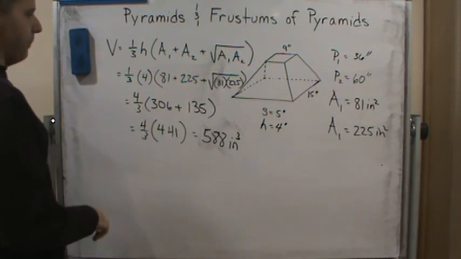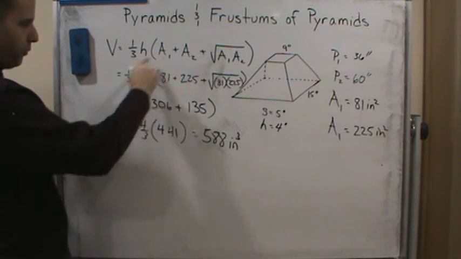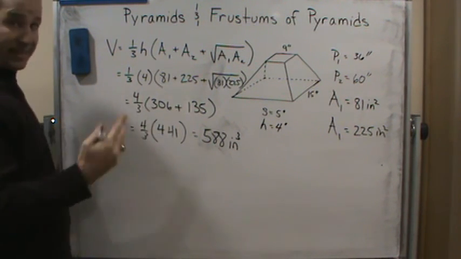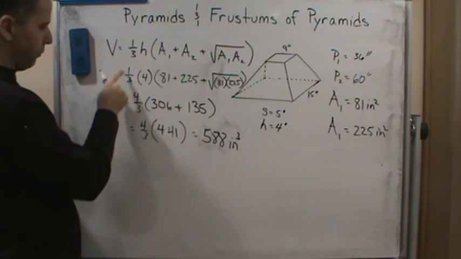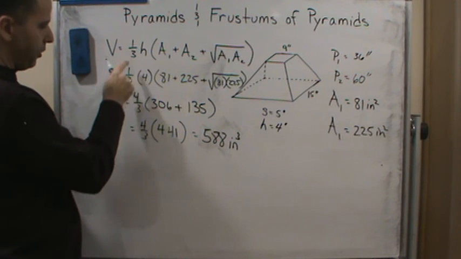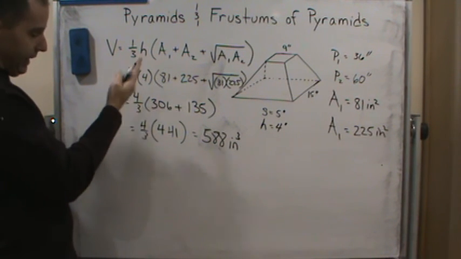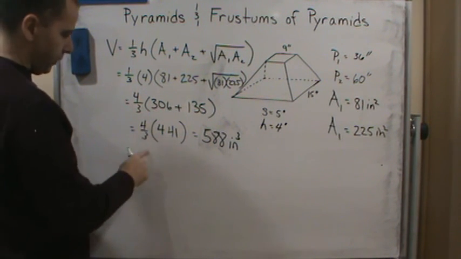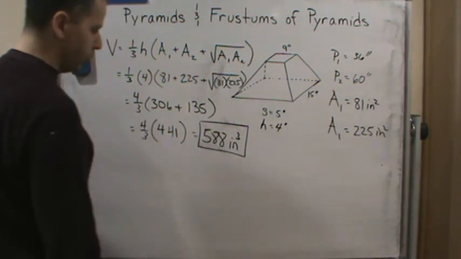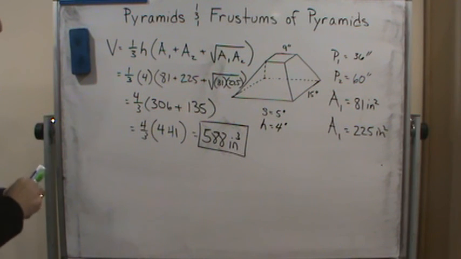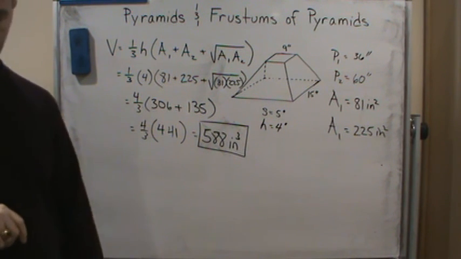So just keep track of your work when you're rewriting things. It is easy to do, especially when you're just writing things down. What I did here was I had 1/3 and then accidentally wrote down 1/2. So this is the correct answer: 588 cubic inches is the volume of the frustum. Always double check your work.